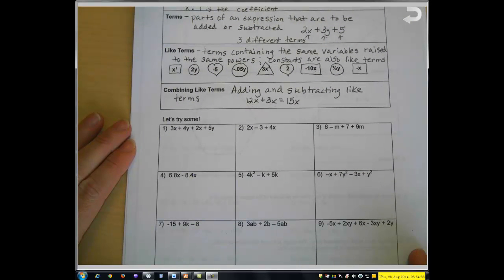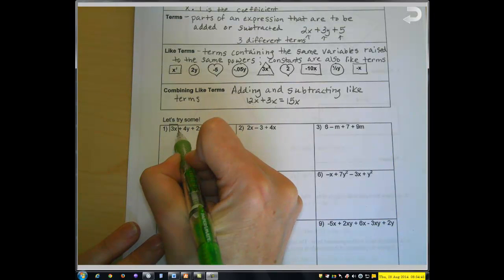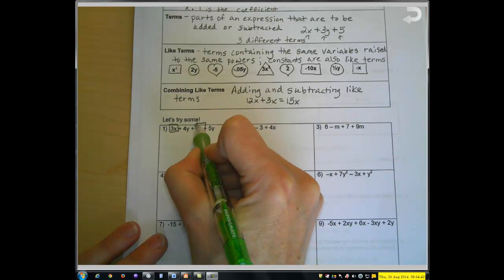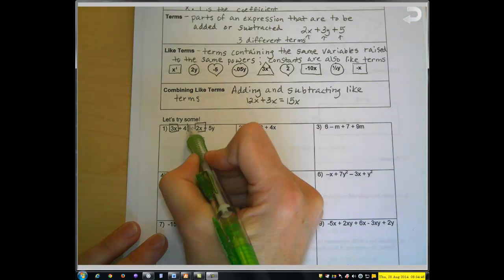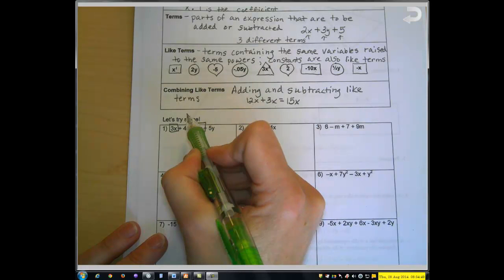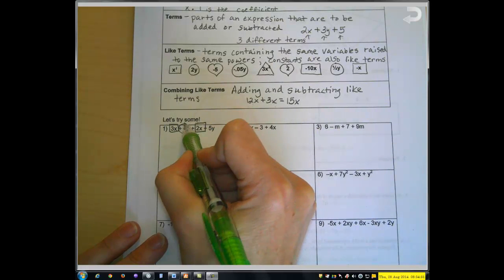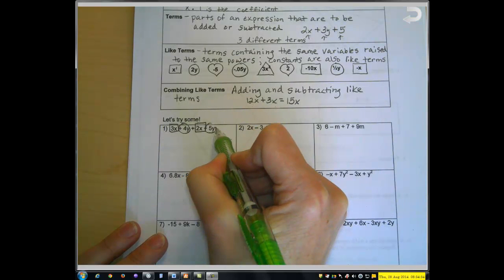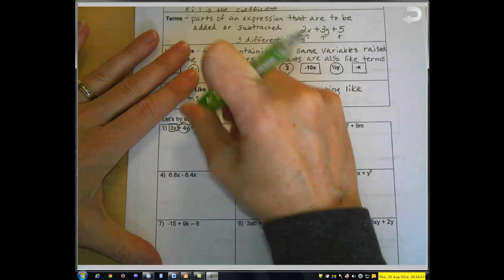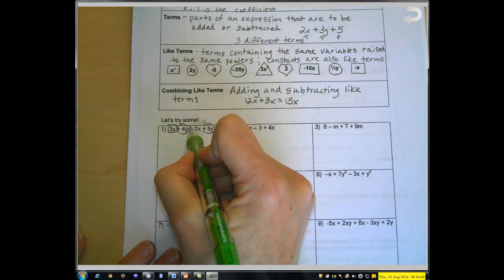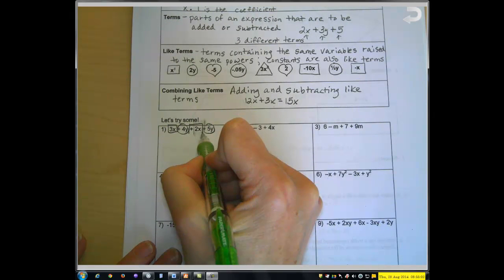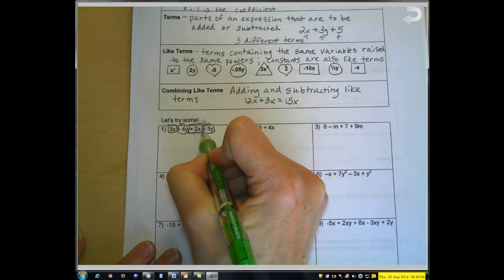Okay, let's try a few examples here. Let's start with example number 1. First, we're going to identify our like terms. So we have a 3x and a 2x that can be combined together. We also have a 4y and a 5y that can be combined together. And I'm going to make sure that I include the operation sign in front with the term, because that tells me whether that term is positive or negative.